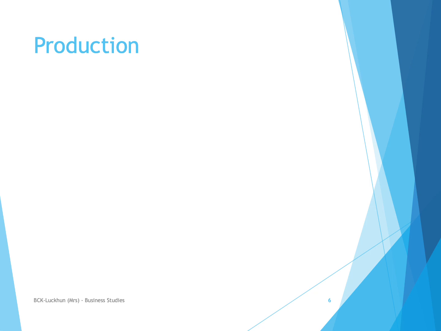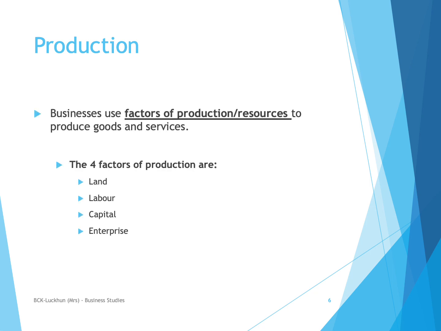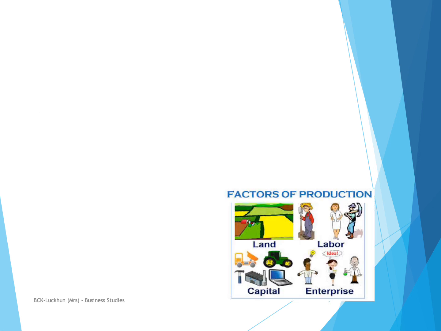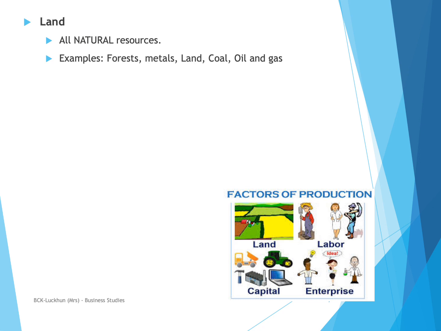Now we move on to production. Businesses use factors of production, or what we call resources, to produce goods and services. There are four factors of production and they are land, labor, capital, and enterprise. Now let us have a look at the definition of each. Land. Land is all the natural resources. For example, forests, metals, land, coal, oil, and gas.